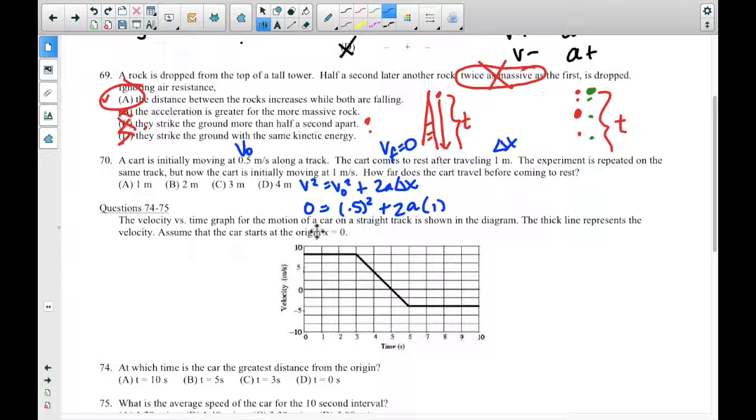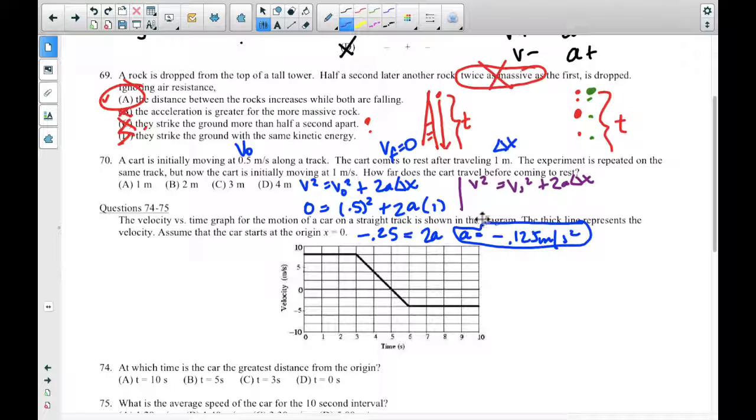So I'm going to subtract this to the other side, which is going to give me a negative 0.25. And then over on the right-hand side, I'm going to get 2A. I need to divide by 2, and so my acceleration is negative 0.125 meters per second squared. Okay, so now if we do that same thing with the other cart, we're going to use that same equation again.